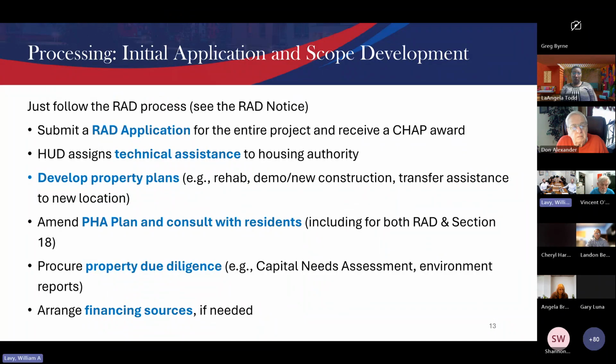You'll then develop your property plans. Was I able to keep up with my needs? And it will be more of I'm just going to convert to stabilize. Do I have deep needs and I actually have to leverage financing, right? So let's develop those property plans.